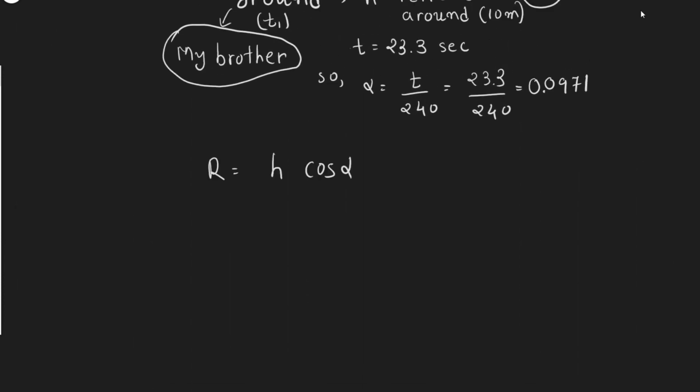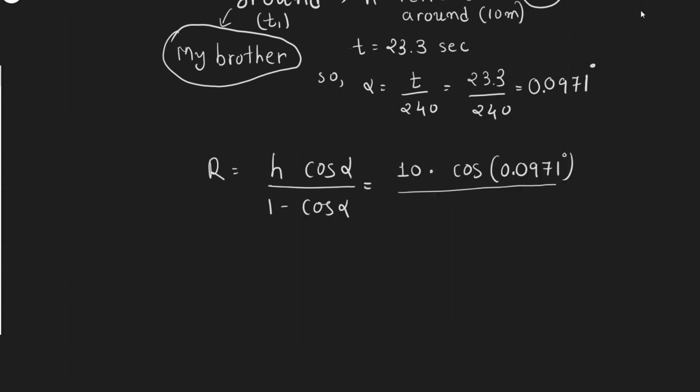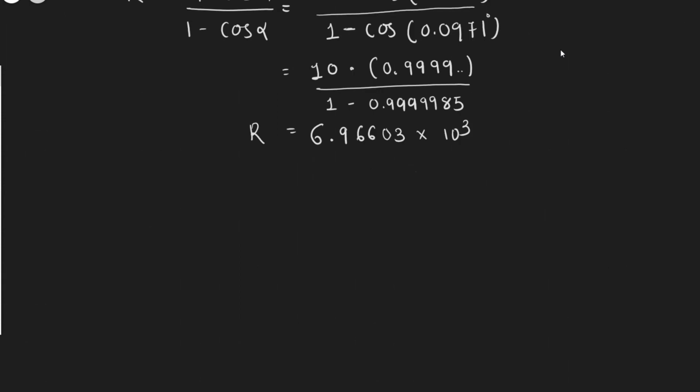If we put this value into our equation, R is equal to h cos alpha divided by (1 minus cos alpha), then the value of R will become 6.966 into 10 raised to 3. So this is quite an approximate value to 6,400 kilometers. That is the radius of our Earth.